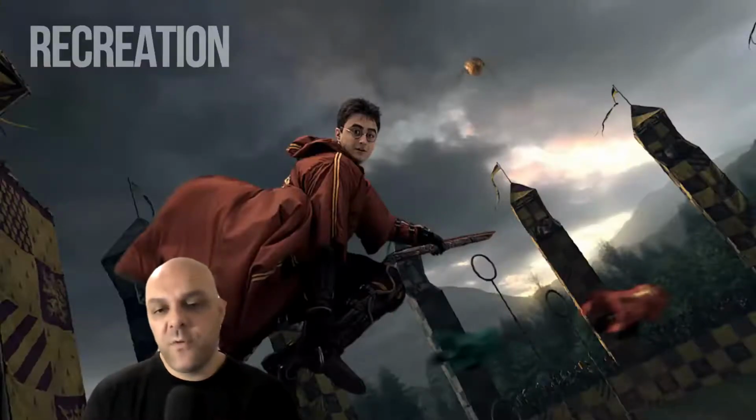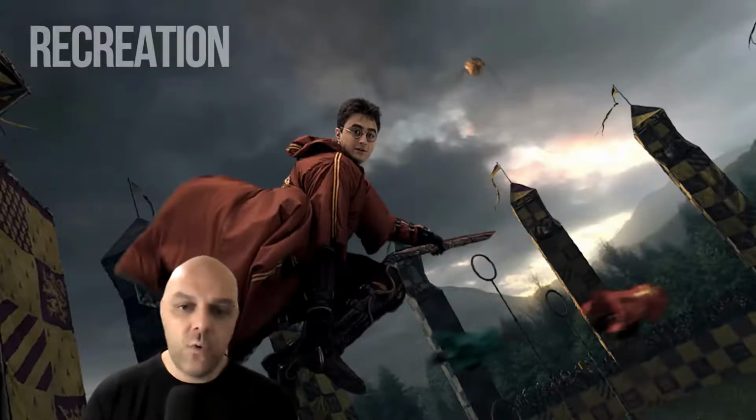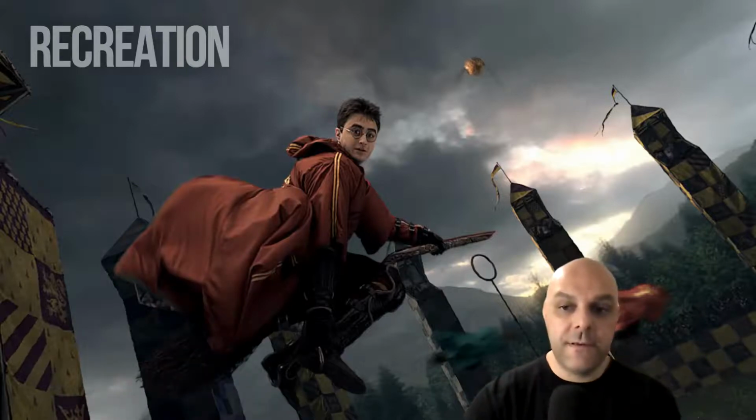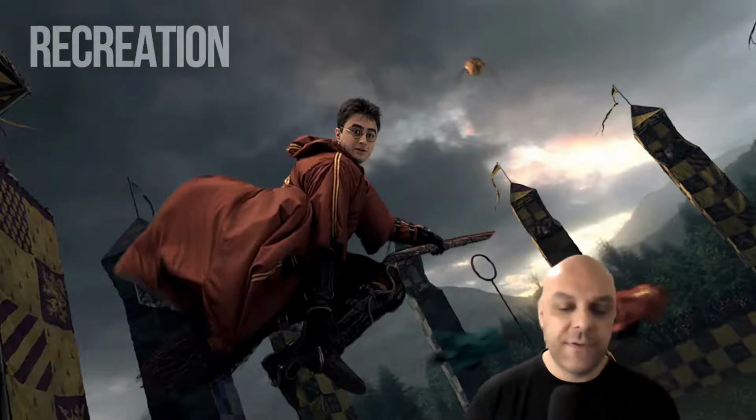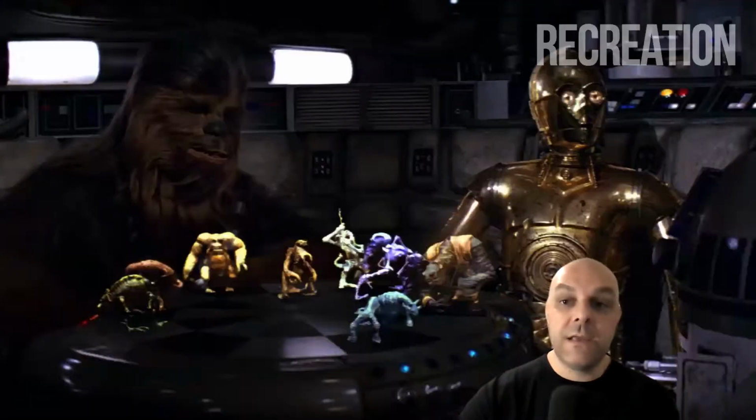Recreation, like what do people do for fun in your world? I think Quidditch was one of the smartest, most interesting aspects of Harry Potter. The fact that there are intramural college leagues now that play Quidditch is just a fascinating thing. But again, it helps make that world unique.